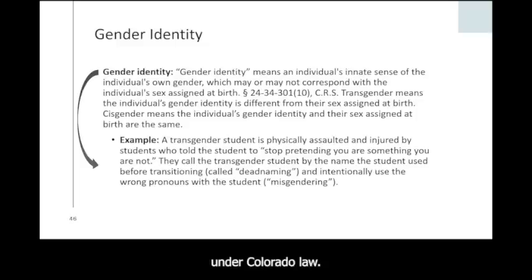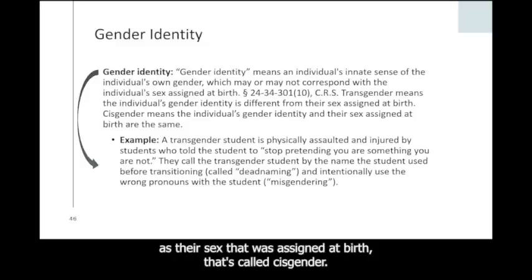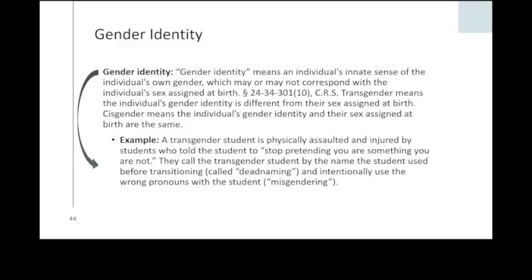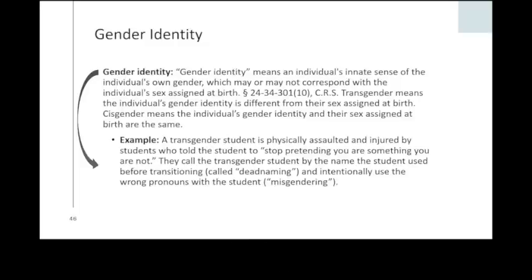Under Colorado law, gender identity is defined as an individual's innate sense of the individual's own gender, which may or may not correspond with the individual's sex assigned at birth. If an individual's gender identity is the same as their sex that was assigned at birth, that's called cisgender. Transgender means an individual has a gender identity that is different from their sex assigned at birth.